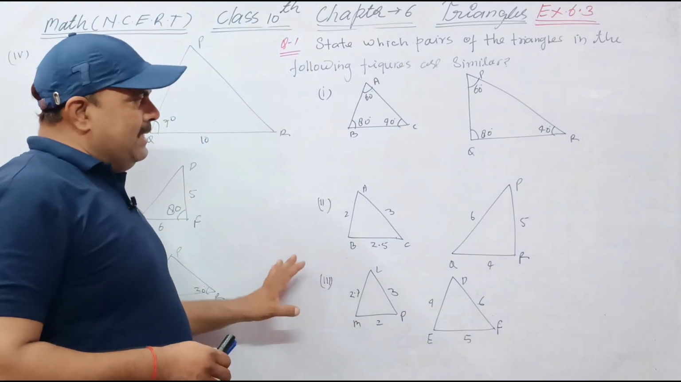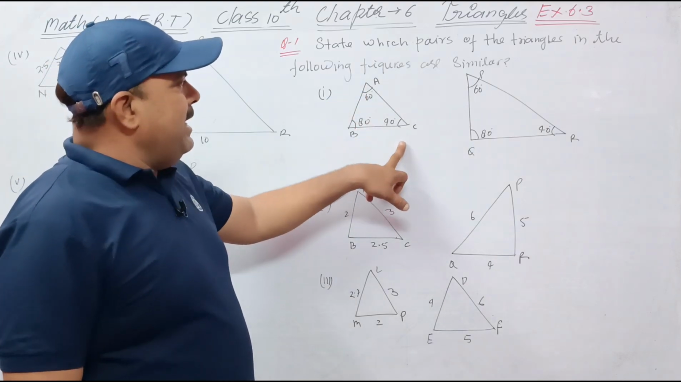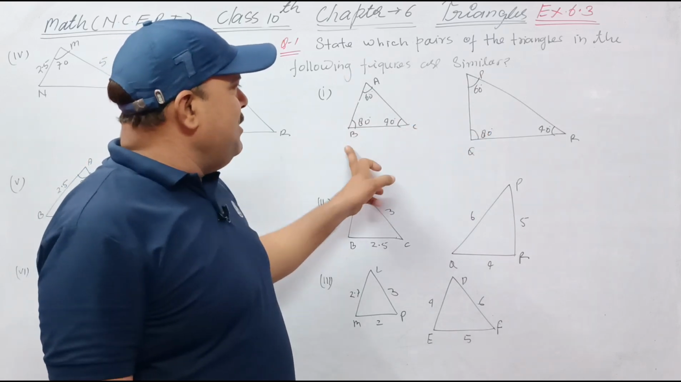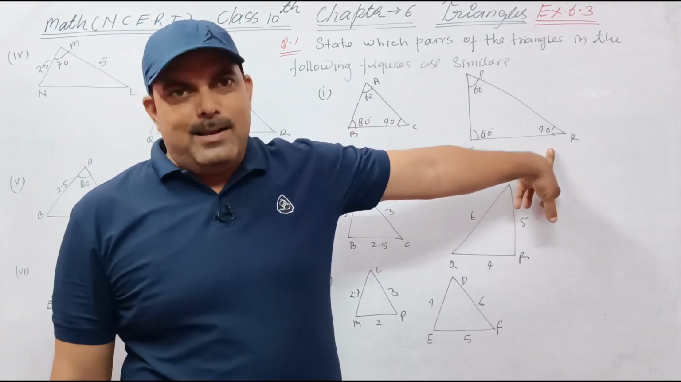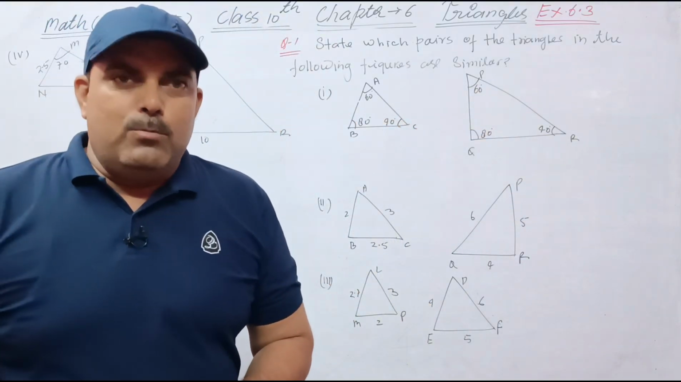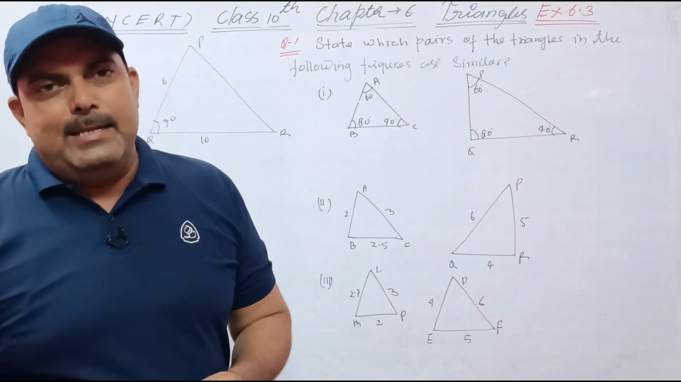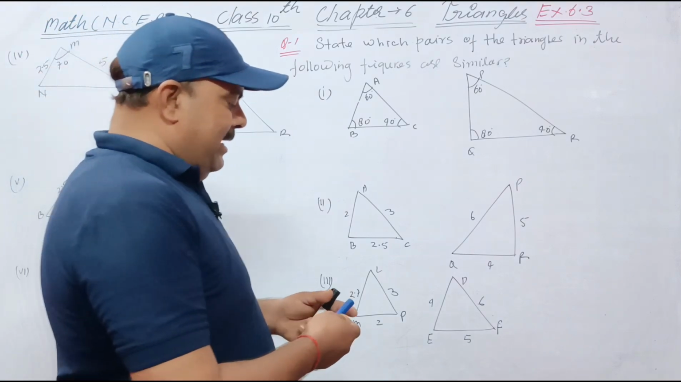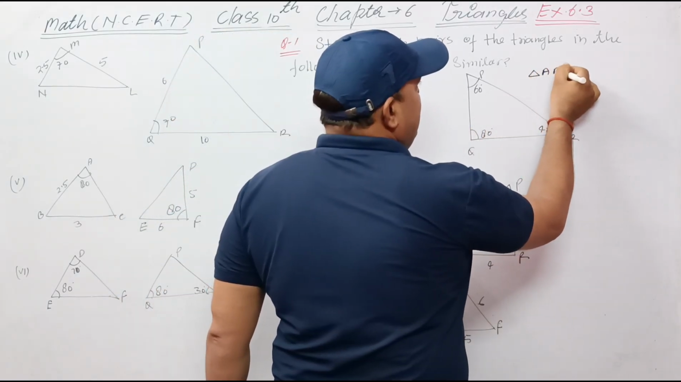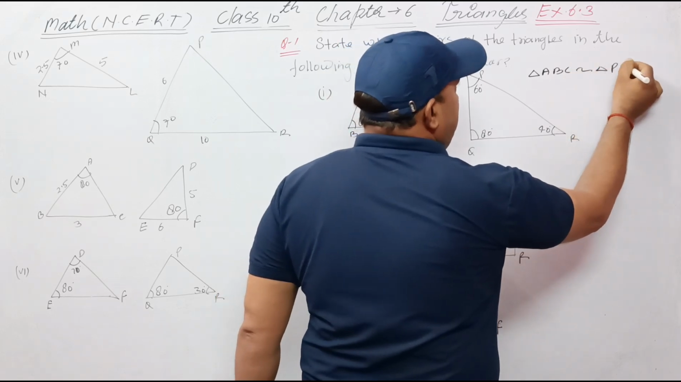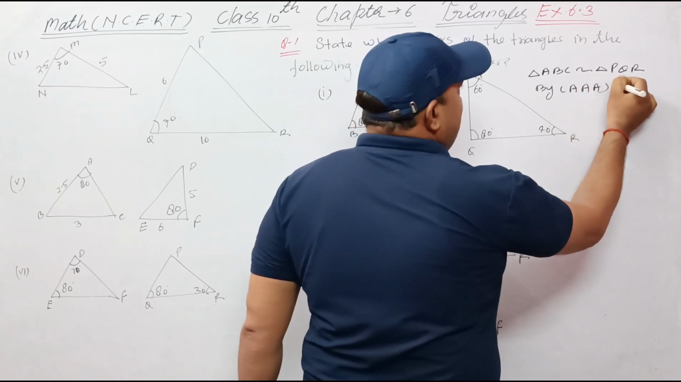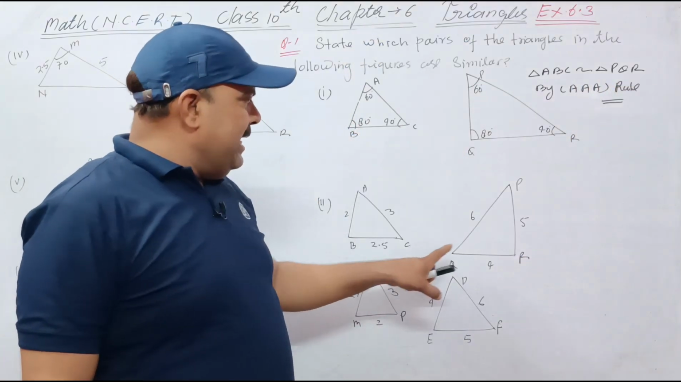Using them, we can say that in triangle ABC and triangle PQR, angle A is equal to angle P, angle B is equal to angle Q and angle C is equal to angle R. That is, in both figures we can use the triple A similarity criterion, that is angle, angle, angle. Hence, triangle ABC is similar to triangle PQR by the triple A similarity rule.